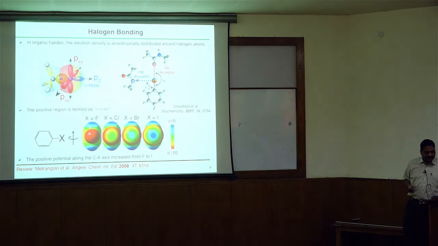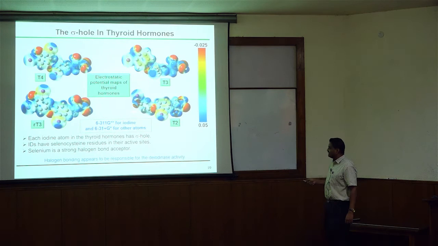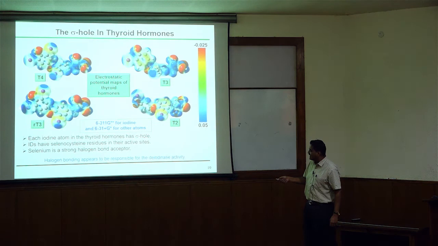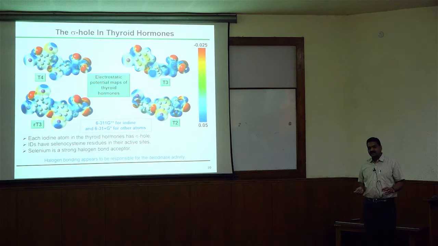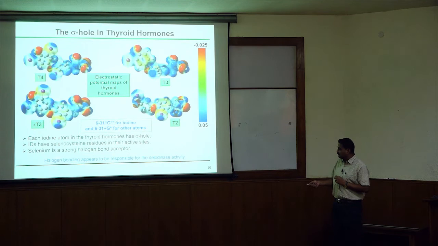And we carried out DFT calculations on thyroid hormones, and we found that all four iodines have sigma holes. You can see these are the iodine atoms, all of them have sigma holes. And iodothyronine deiodinases have selenocysteine residues in their active site. Selenium is a strong halogen bond acceptor, and iodine is a strong halogen bond donor. So it may be an optimum interaction which is required for the deiodinase activity. So we propose that halogen bonding appears to be responsible for the deiodinase activity.